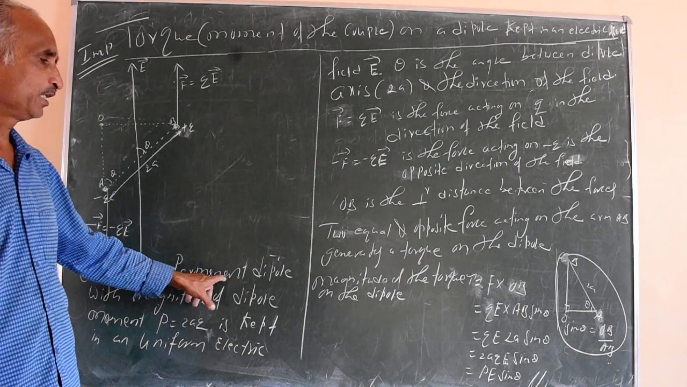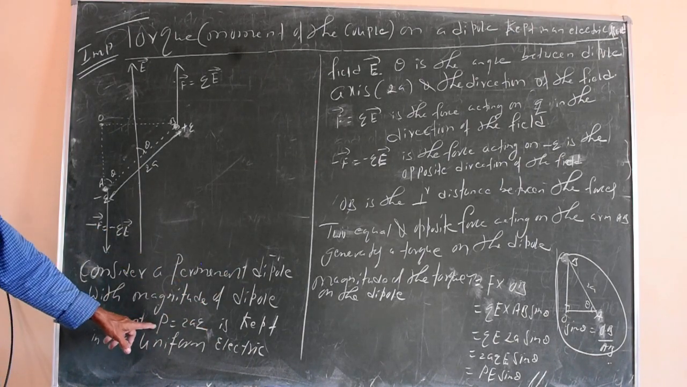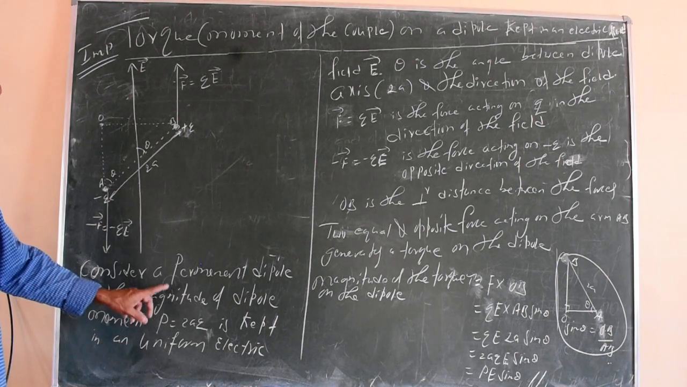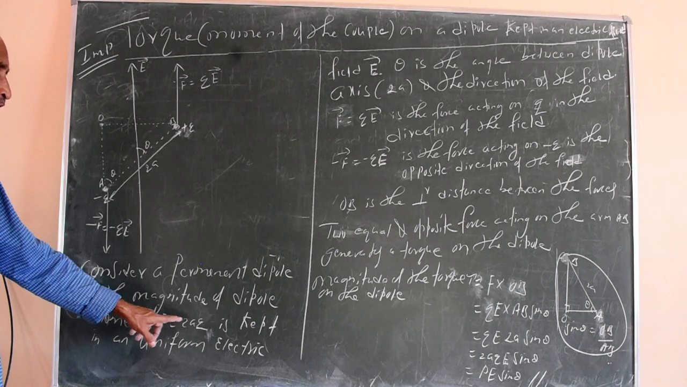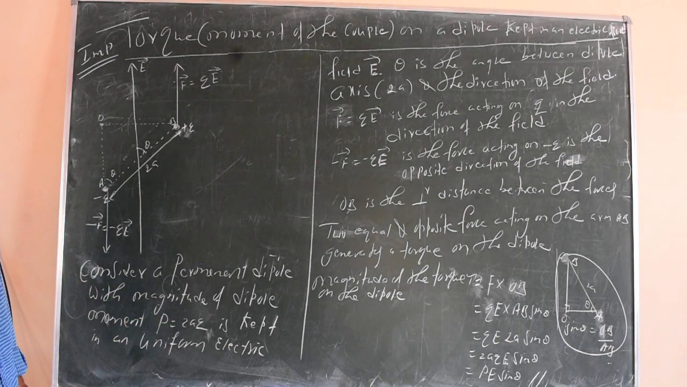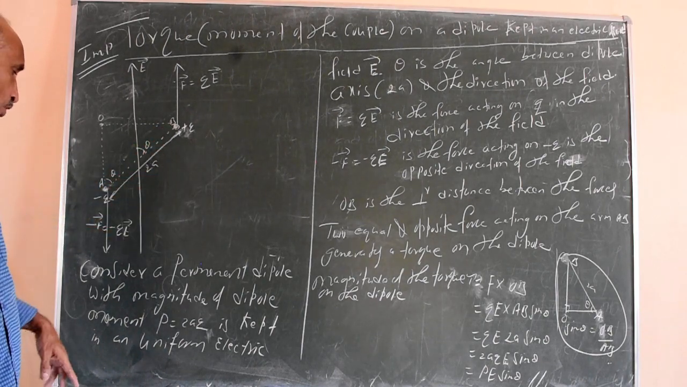Consider a permanent dipole with a magnitude of dipole moment. I told you, a dipole will have a physical quantity, the dipole moment. The magnitude of the dipole moment is 2a into q, where 2a is the axis of the dipole, meaning the length of the distance between plus q and minus q.